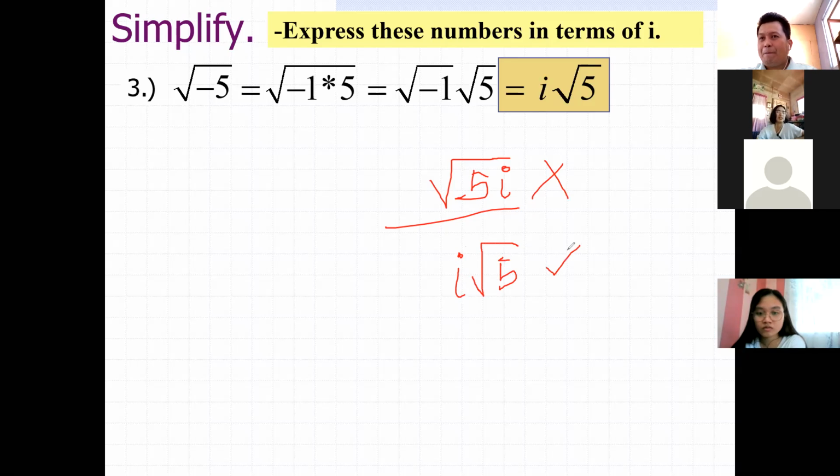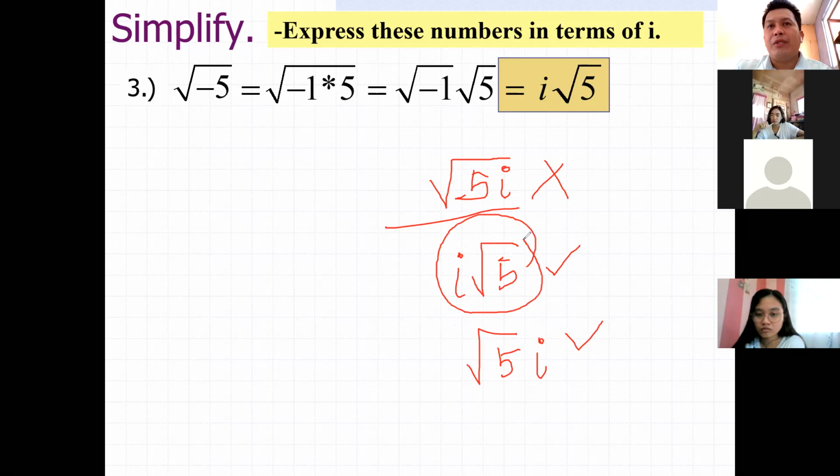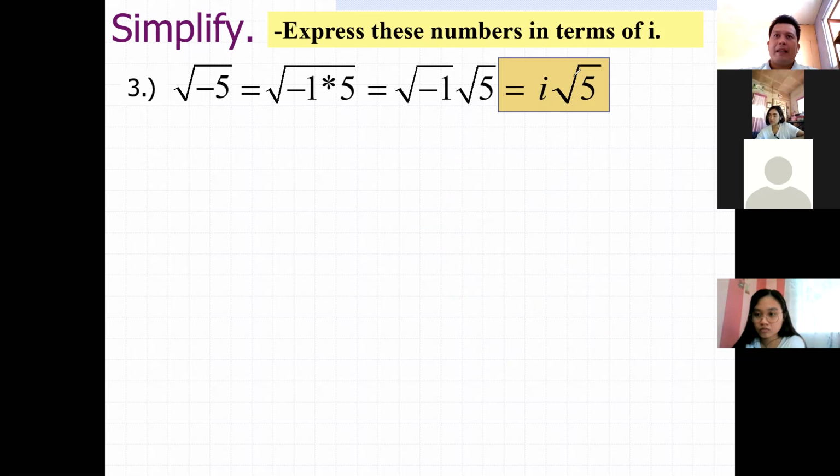Get it? I hope that this is agreed by everyone. Although this is correctly written as the square root of 5 times i, sometimes it goes with how we write the answer. But the suggested solution should be written in this manner. I hope that you're going to follow this one, guys. So let's continue with the next example.